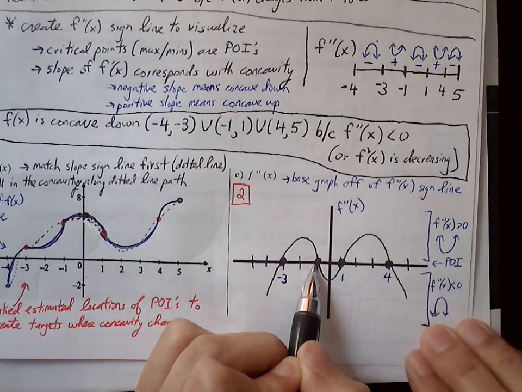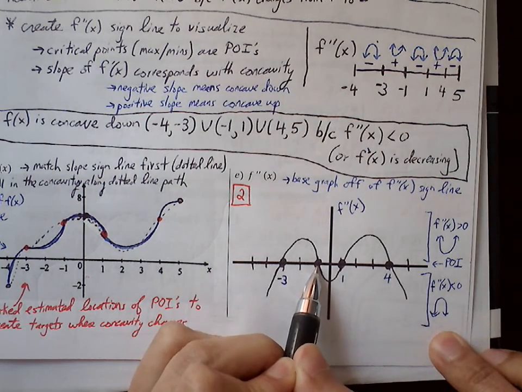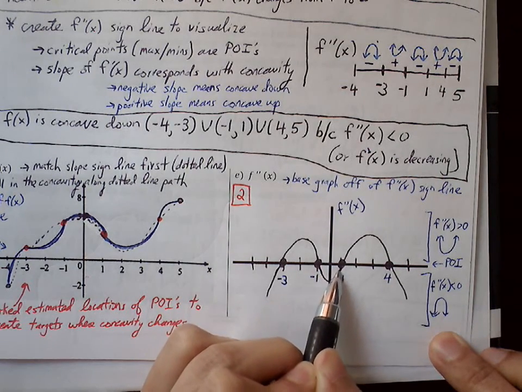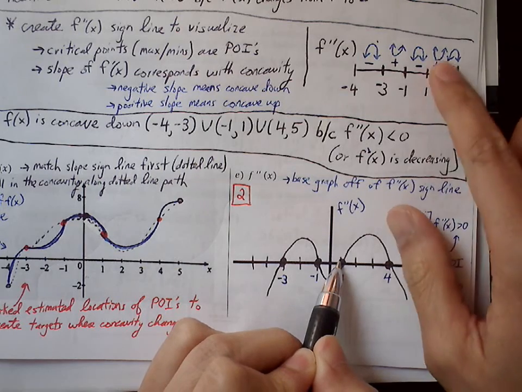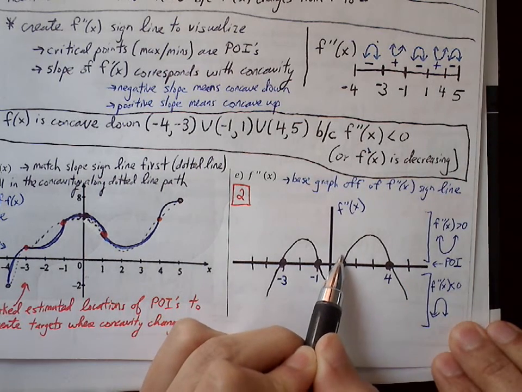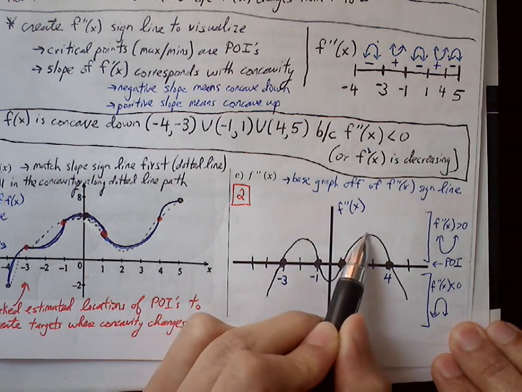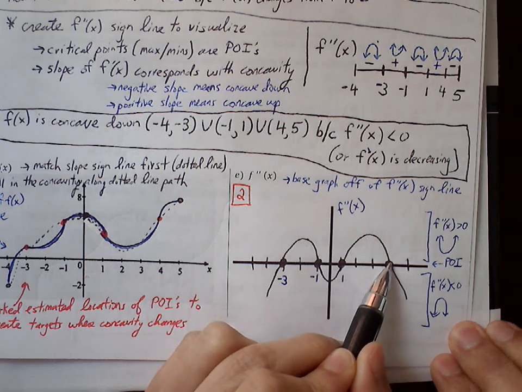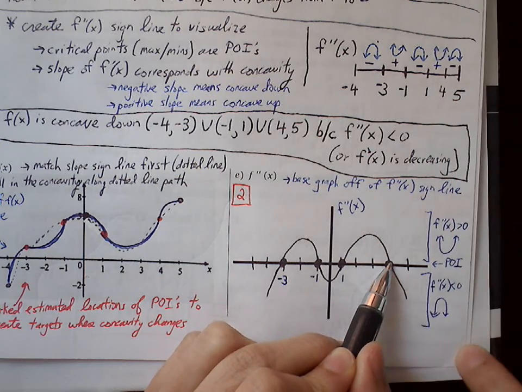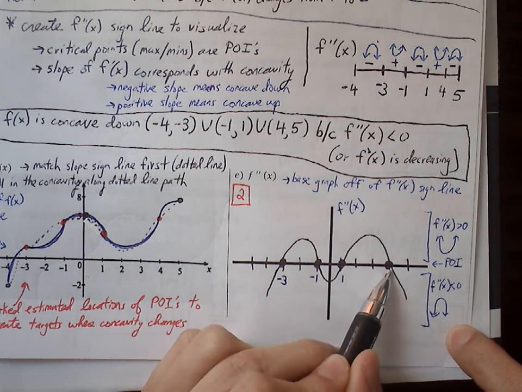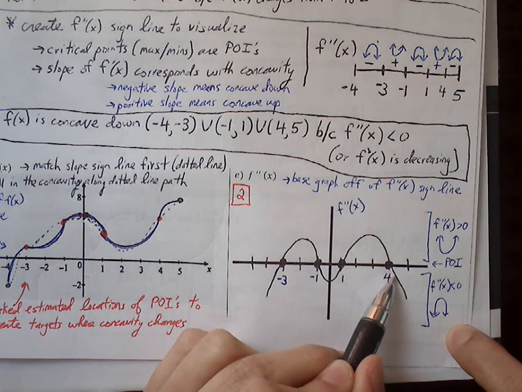Between -1 and 1, concave down, so below the x-axis, but I'm going to have to come back up again to reach this point. Between 1 and 4, concave up. Has to be all above the x-axis, but then it's going to come back down to this point, and then from 4 to 5, concave down. So it's going to have to be in this region, so going to go back down below the x-axis.